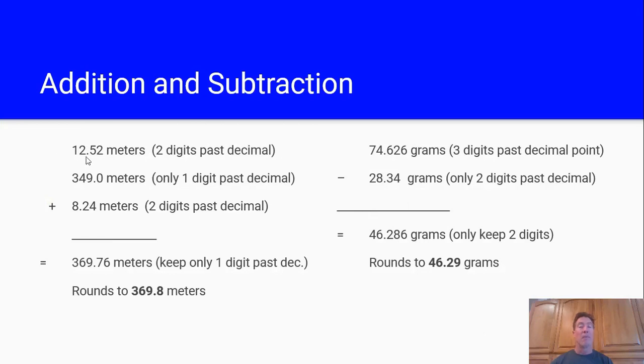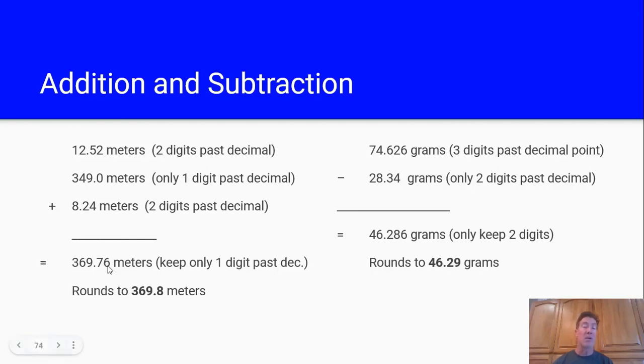So let's see how this would look. Let's say I'm adding 12.52 meters, which has 2 digits past the decimal, and I'm adding 349.0 meters, which only has 1 digit past the decimal. This is significant because it is after the decimal point. And let's add 8.24, again, 2 digits past the decimal. What is my limiting, my least precise measurement? Well, this one that only has 1 digit past the decimal. That means in my answer, I can only keep 1 digit past the decimal. So I do my addition, and I note that my calculator is going to give me 2 digits past, but I know I can only keep 1.